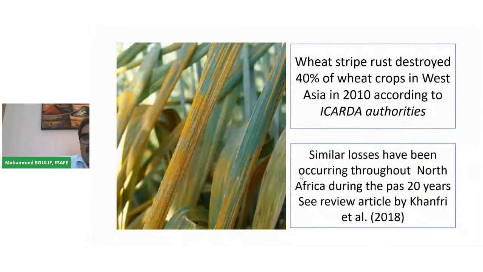Now, back again to the yellow rust. Wheat stripe rust destroyed 40% of the wheat crop in West Asia in 2010, according to ICARDA authorities. So that's another plague, another pest, another important disease of wheat, not only in Morocco, but worldwide.